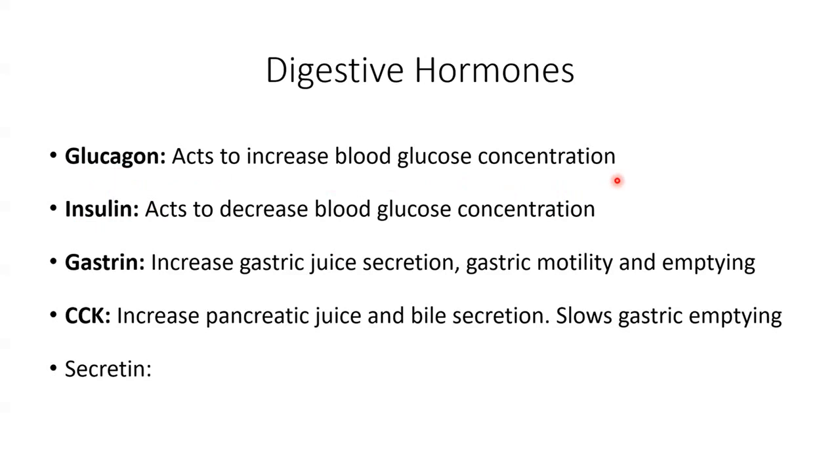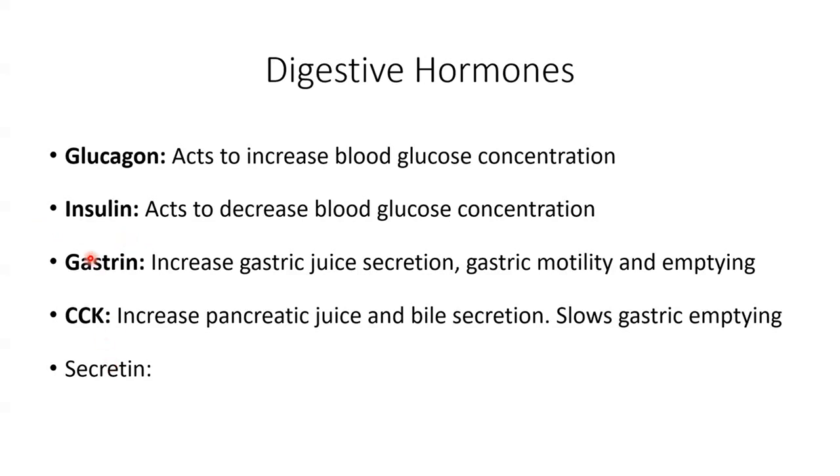So glucagon, remember, acts to increase our blood glucose concentration. So we might release glucagon if it's been a while since we've eaten. If we're starting to feel a bit faint, we haven't had a lot to eat today, we need to increase the glucose in our blood. Insulin then does the opposite, so it decreases our blood glucose concentration. So say we've eaten a really big meal, perhaps it has a lot of carbohydrate or glucose. We need to bring our blood glucose levels back down, so we release our insulin to take the glucose out of the blood and store it in places like our liver.